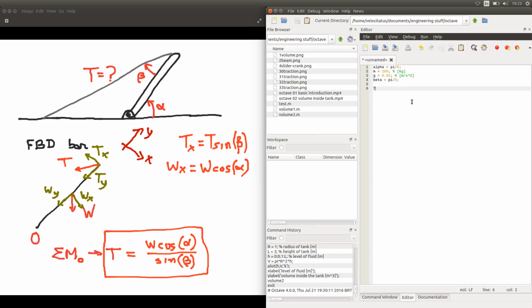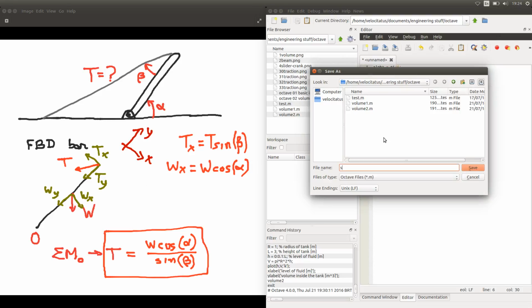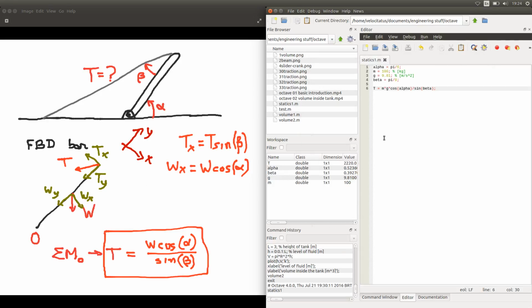With these values we could go on and calculate this tension. Obviously we know that weight is m times g, and then we multiply that by the cosine of alpha and divide that by the sine of beta. If we run this program, after giving a name for it, we'll see that we have a value for T.